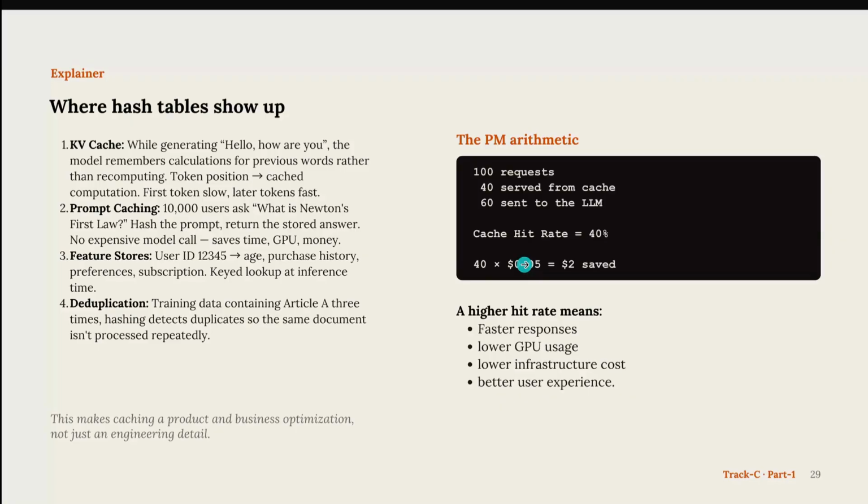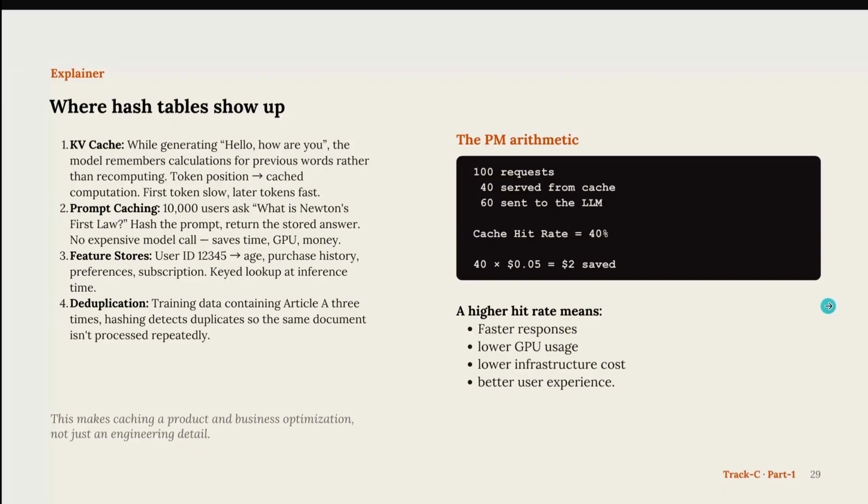So hash tables help us achieve higher hit rates, which basically means faster responses, lower GPU usage, lower infrastructure cost, and better user experience. Lower infrastructure cost because of lower GPU usage, and better user experience because of faster responses.